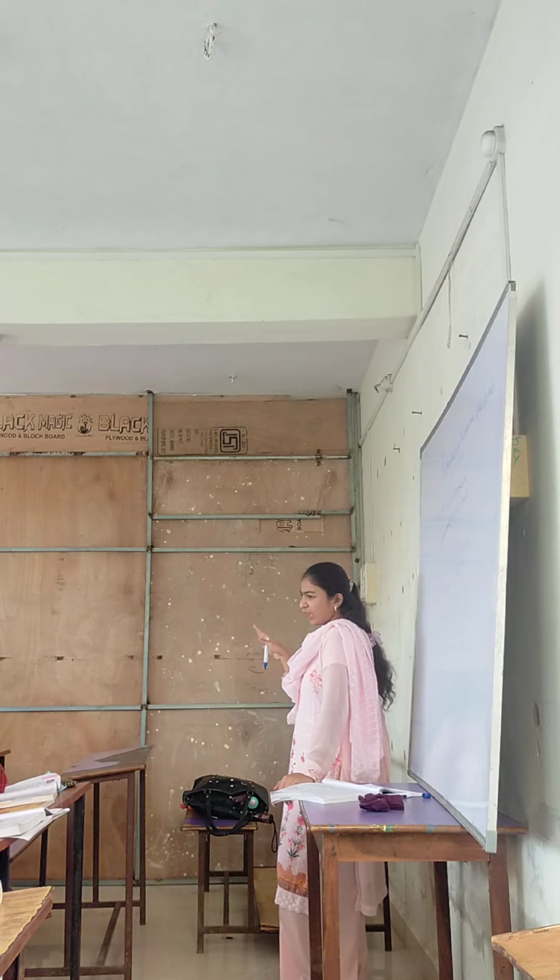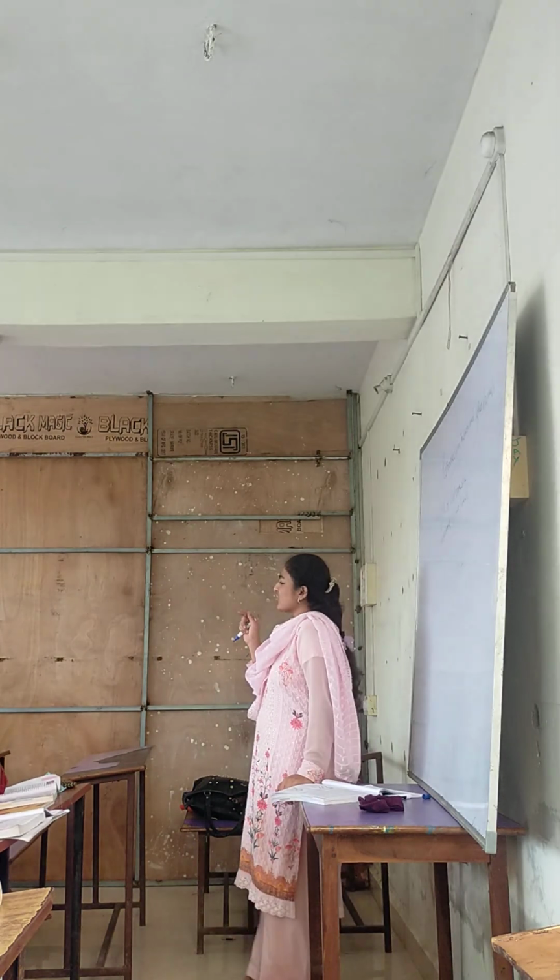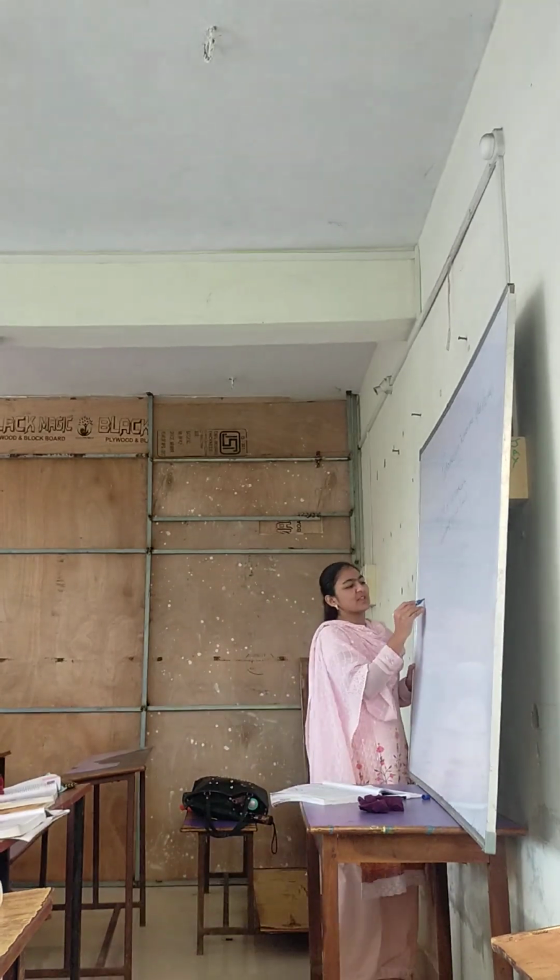Yesterday we have seen, what are the different menstruation phases? The first one is called the bleeding phase.